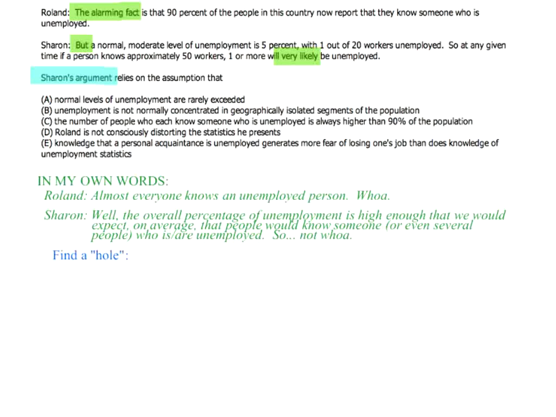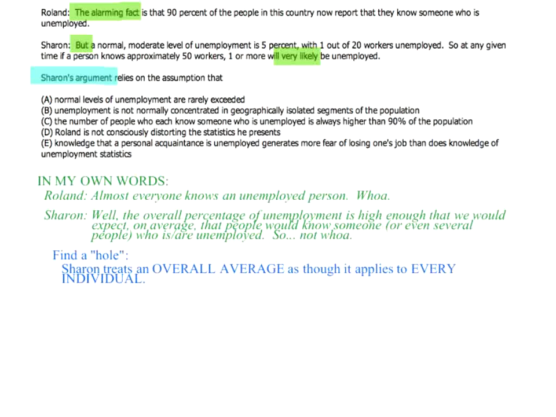So the hole here is that Sharon treats an overall average as though it applies to every individual. This is always a very dangerous thing to do with averages. If the average American eats like 2,800 calories a day, that doesn't mean that every single American eats 2,800 calories a day. So the same thing is true here.